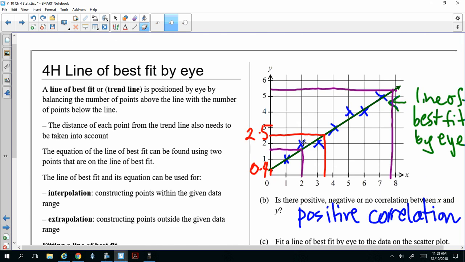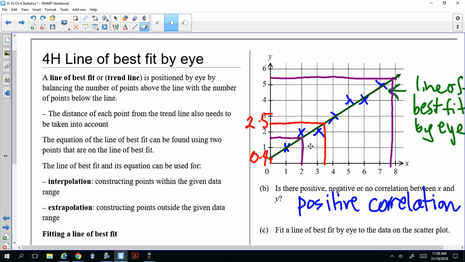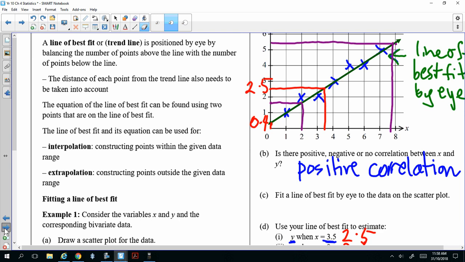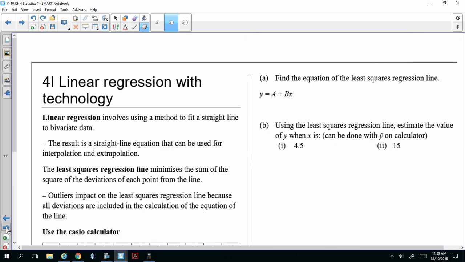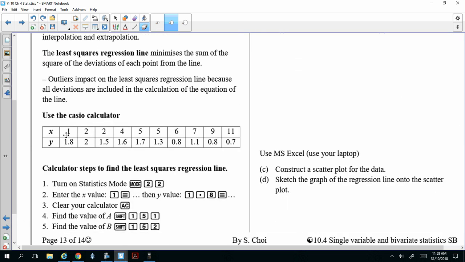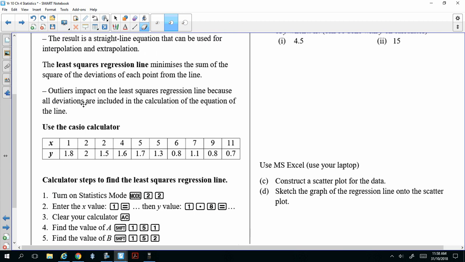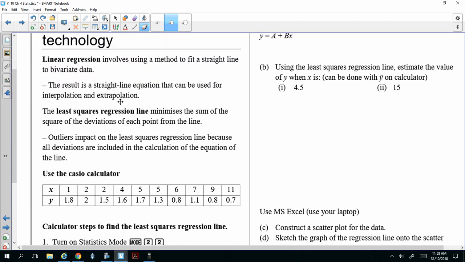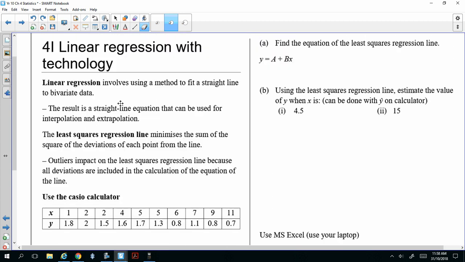Okay, so we do a scatter plot. We draw a line of best fit by eye, which is not very accurate. So now we're going to use a formula to calculate line of best fit. Okay, so there's the data here. We're going to use your calculator to draw the least square line. So least square regression line. So that's the least square regression line.